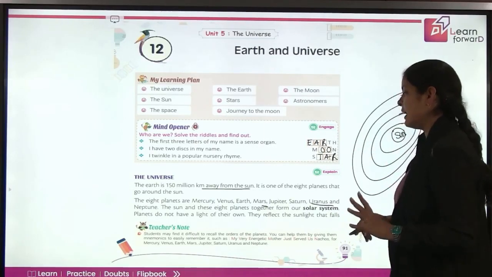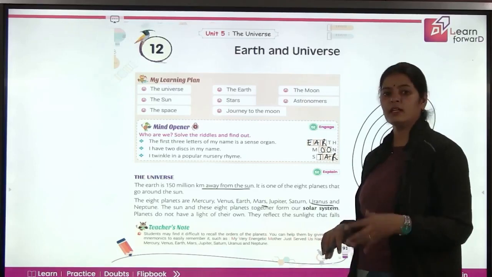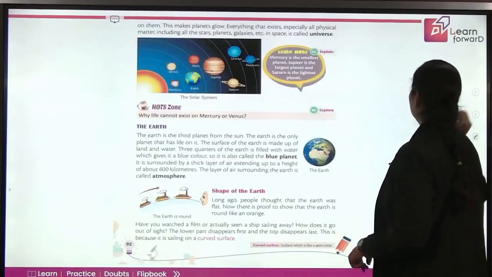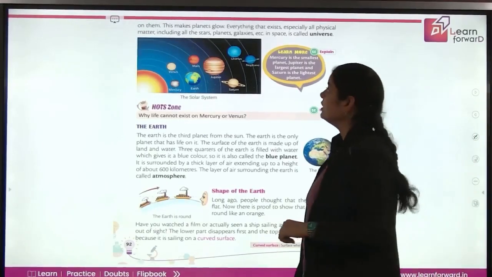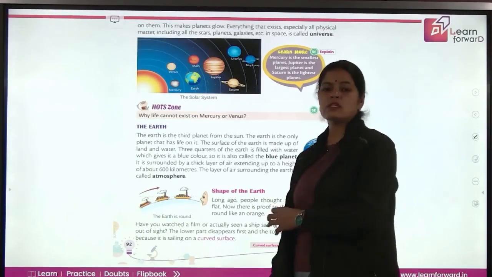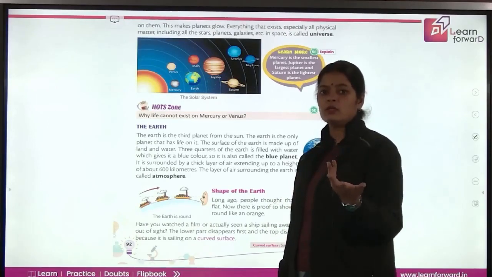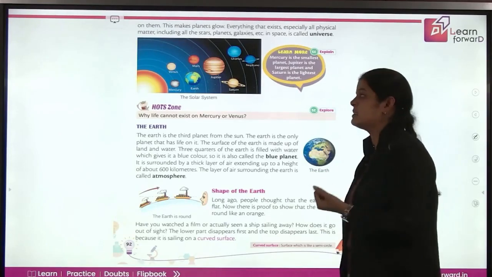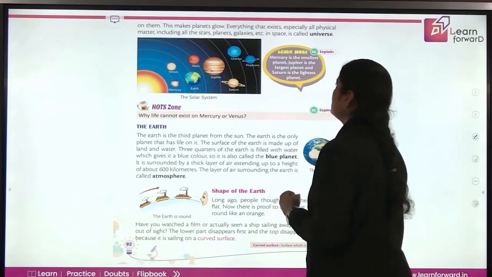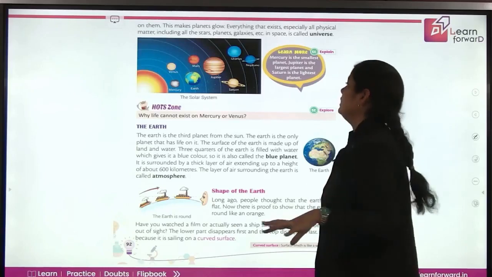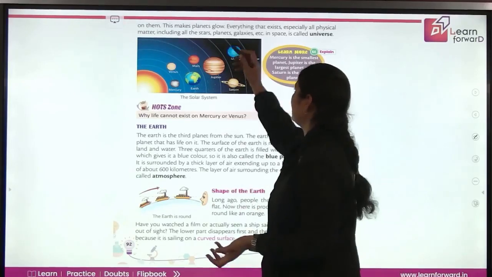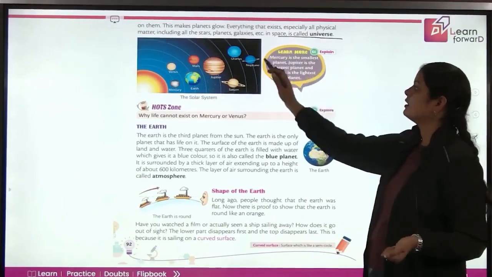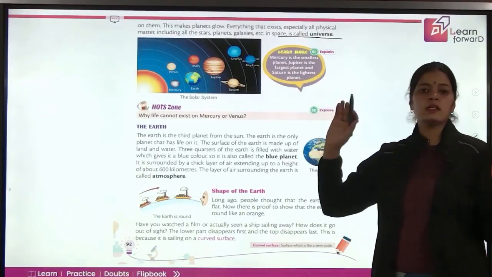Planets do not have a light of their own, but they only reflect the light of the sun. They reflect the sunlight that falls on them. This makes planets glow. So this is the reason why you can see, using a telescope or even with the naked eye sometimes, the planets in the sky. Everything that exists, especially all physical matter, including all the stars, planets, galaxies, etc. in space, is called universe. So universe comprises of everything that is present in the space.